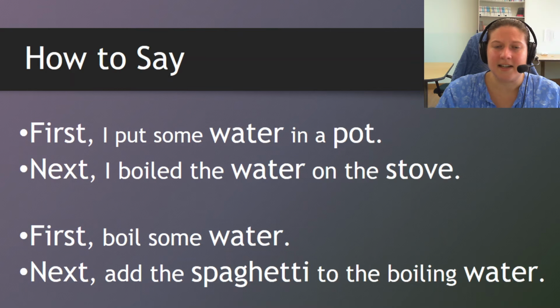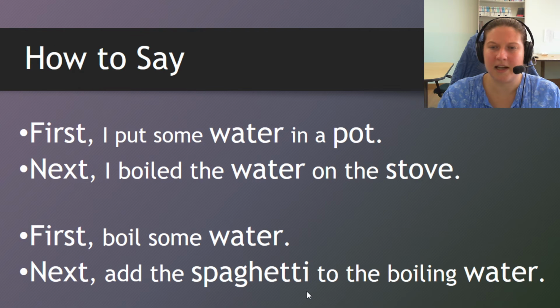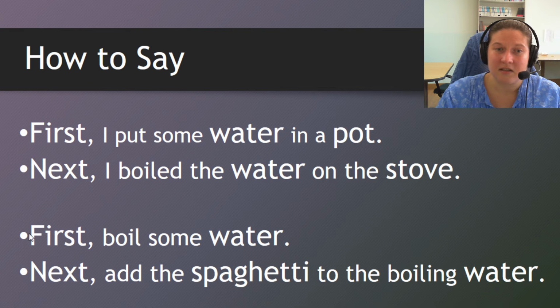Let's look at the sentences from the recipe now. First, boil some water. Next, add the spaghetti to the boiling water. These are different, right? These are the past tense, and these are the imperative sentences. So they're kind of the same, right? The highlighted words are really similar. It's the order words, and then the objects: water, spaghetti, boiling water, water in a pot, water on the stove, object, object, object, object. So the format is the same.